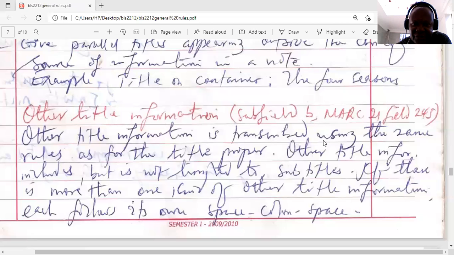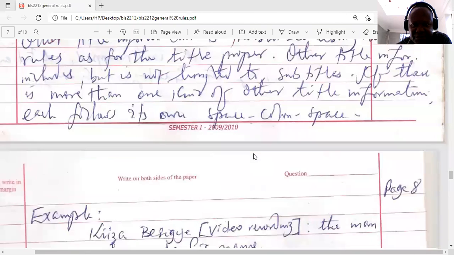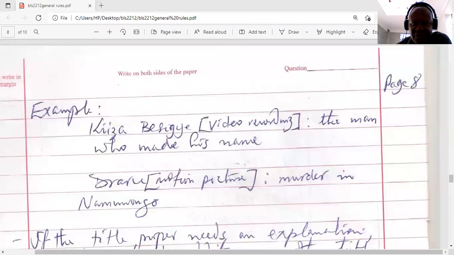Other title information is transcribed using the same rules as for the title proper. Other title information includes but is not limited to subtitles. If there is more than one kind of other title information, each follows its own space, colon, space. If a publication has more than one other title information, then each of them will have its own space, colon, space. And I have some examples here, of course, using content which is old.